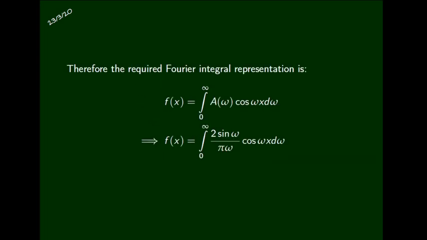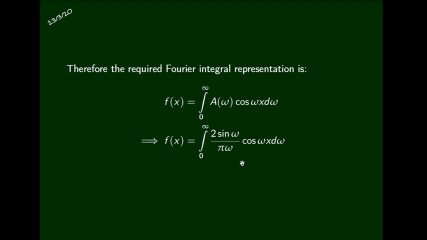Now we substitute them in the given representation. F of x equal to integral 0 to infinity a of omega cos omega x plus b of omega sin omega x d omega. But b of omega is equal to 0, so the term involving sin goes to 0. So it is only the integration from 0 to infinity of a of omega cos omega x. Now we rewrite a of omega as 2 sin omega by pi omega, which we evaluated in the previous slide. So the Fourier integral representation of f of x is the integral from 0 to infinity of 2 sin omega by pi omega cos omega x d omega.